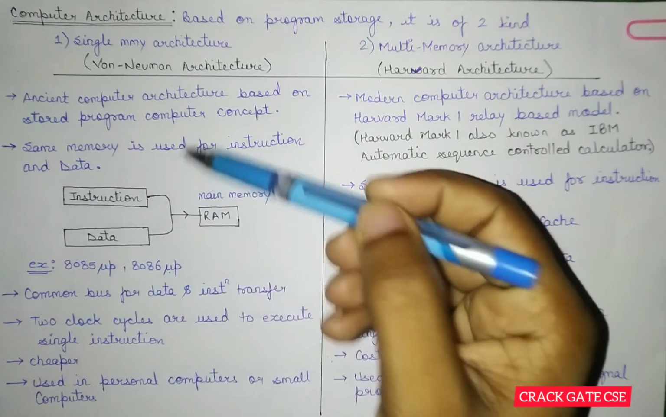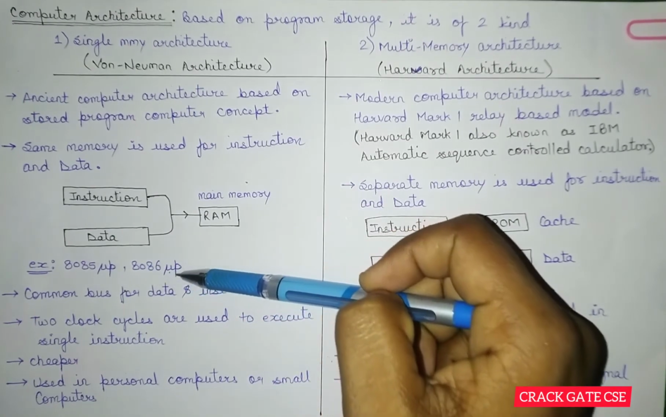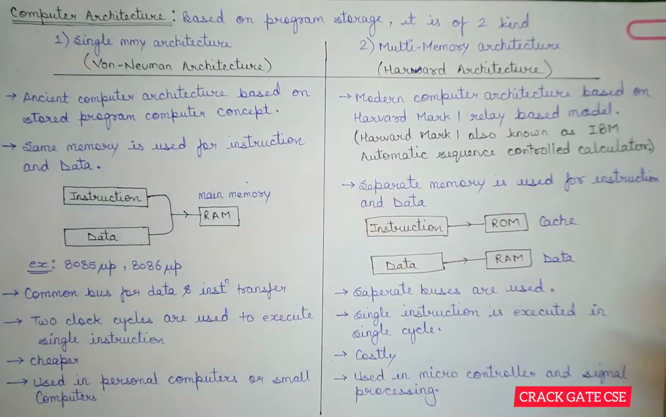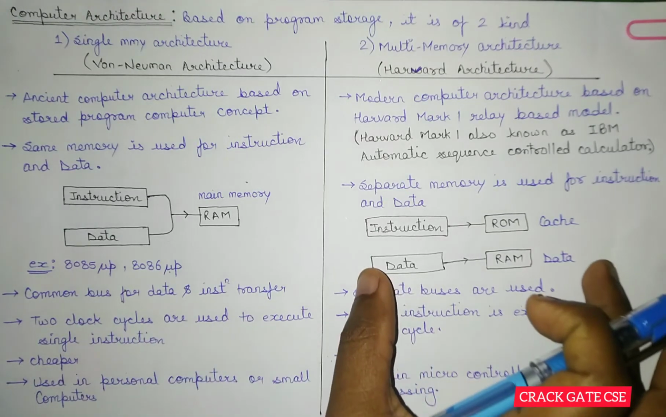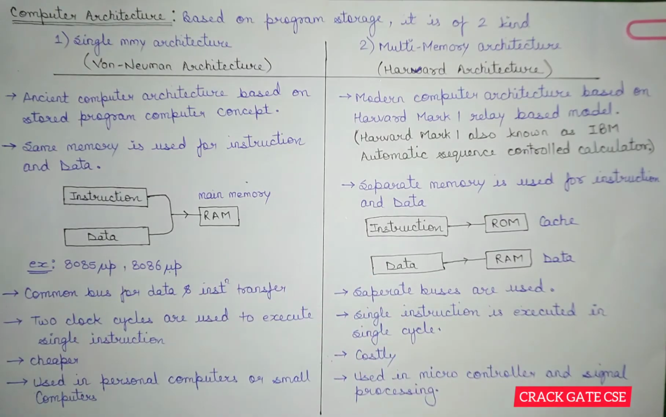The examples of von Neumann architecture are the 8085 microprocessor and 8086 microprocessor, whereas the example of this Harvard architecture is the microcontroller, the 8051 microcontroller, whether it is 4 KB ROM or 128 byte RAM, right? So it is completely dependent on the configuration of that microcontroller. So the microcontroller falls in this category and the microprocessor falls in von Neumann architecture, right?